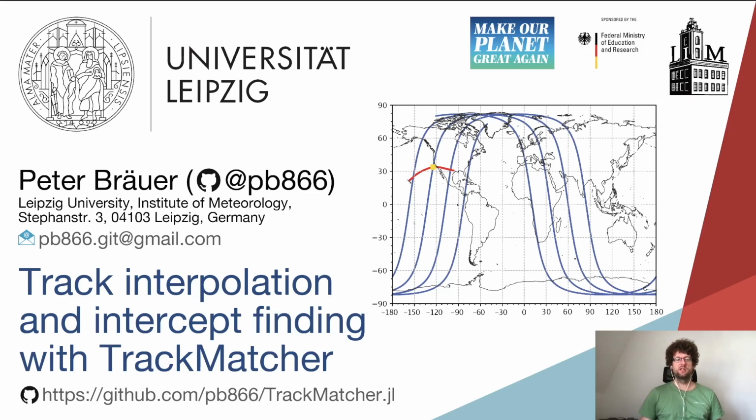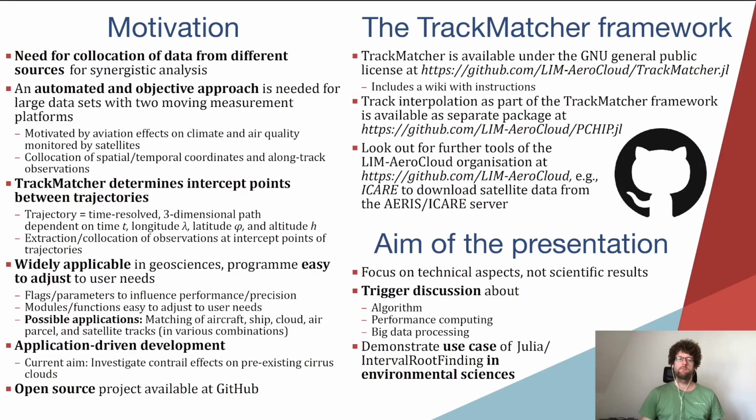Welcome to the introduction of Trackmatcher, a package for track interpolation and intercept finding. In atmospheric sciences, we often have the need for collocation of data from different sources for synergistic analysis. To do this in an automated and objective way, we've developed Trackmatcher. Trackmatcher finds intercept points in pairs of trajectories.